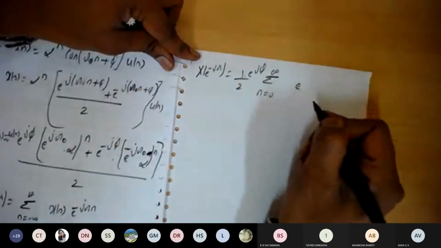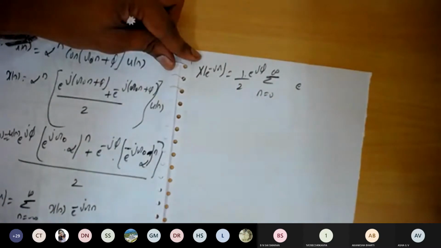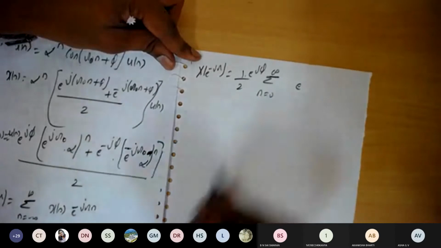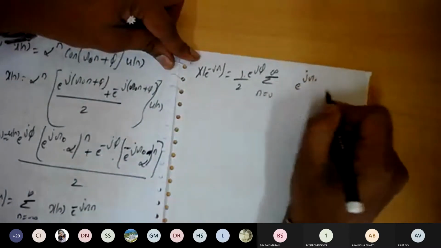See, without applying the properties, if you are solving, the number of mathematical calculations will be much more. If you are going to apply the properties, then the number of calculations will reduce. That's the advantage of the properties. Now we are doing a lot of calculations here.